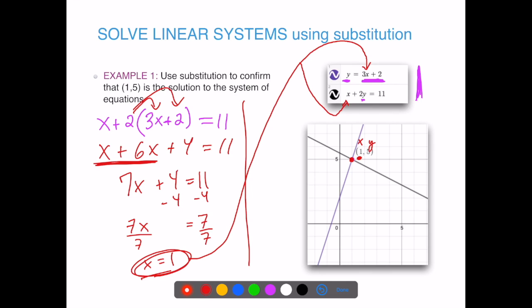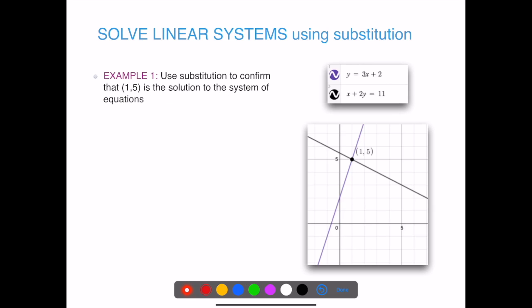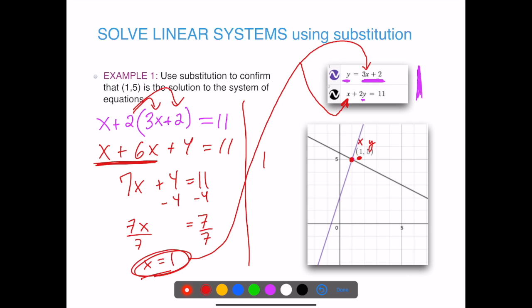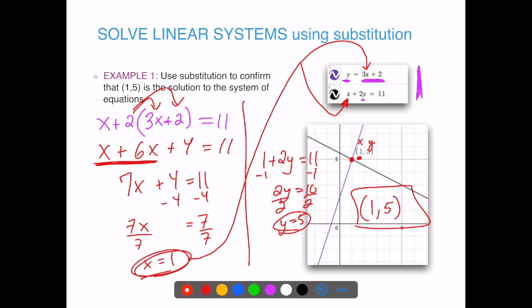So let's do it into this second equation right here. So instead of x, I'm going to write 1 plus 2y equals 11. So I'll subtract the 1 from both sides, and I get 2y equals 10. And if I divide by 2 on both sides, I get y is 5. And sure enough, that's exactly what we have here. So again, your solution is not just the x or the y value, it's that point, it's the pair. So I need (1, 5). That point is the solution, and we can see that right there. All right, so let's do another example.